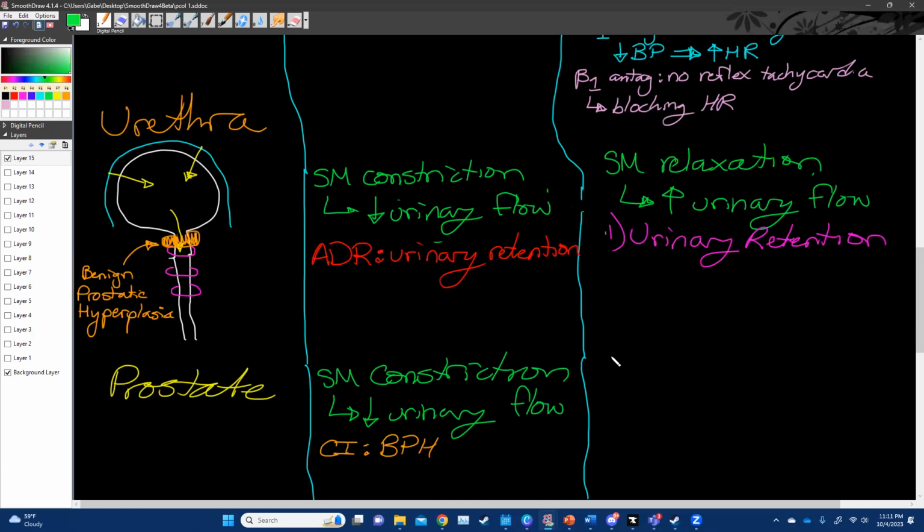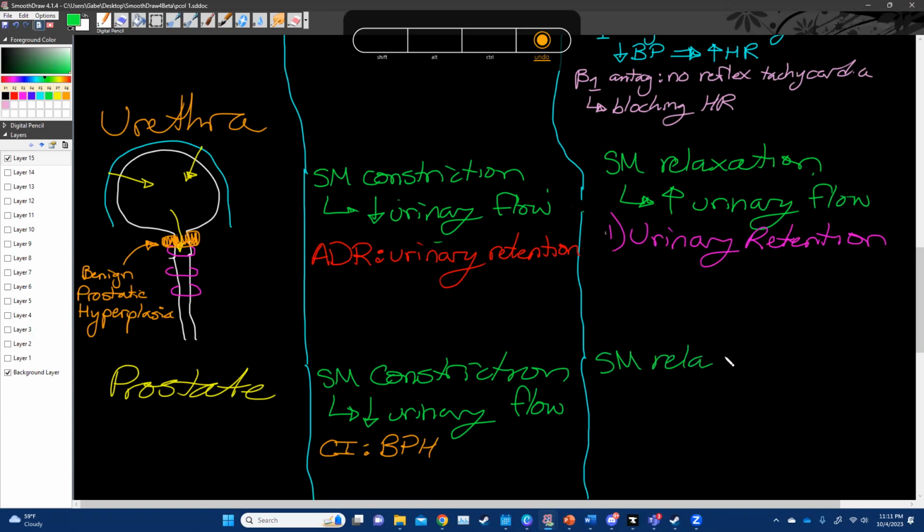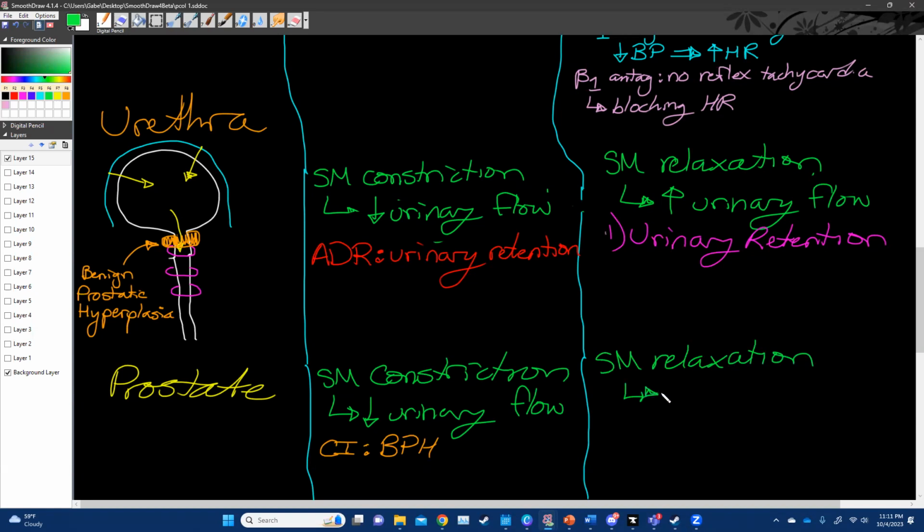Now, we can relax the smooth muscle of the prostate. We can make it smaller. And this is going to increase urinary flow. And so one of the beneficial aspects of the alpha-1 antagonist is specifically in BPH, which is a kind of urinary retention.